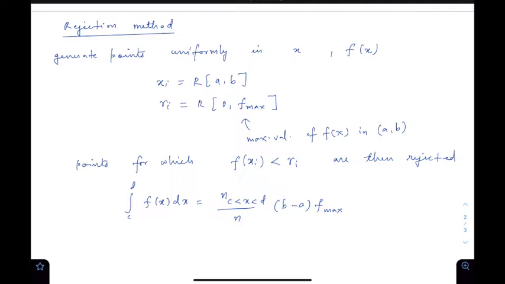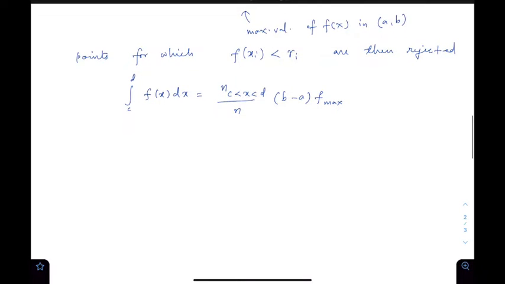So the difficulty lies in knowing f max. If we do not know it, then we must guess a safe value. That is a value which we are sure is larger than f max. If we choose f max too safe, the method becomes inefficient. The method can be made more efficient by choosing different values of f max in different regions.